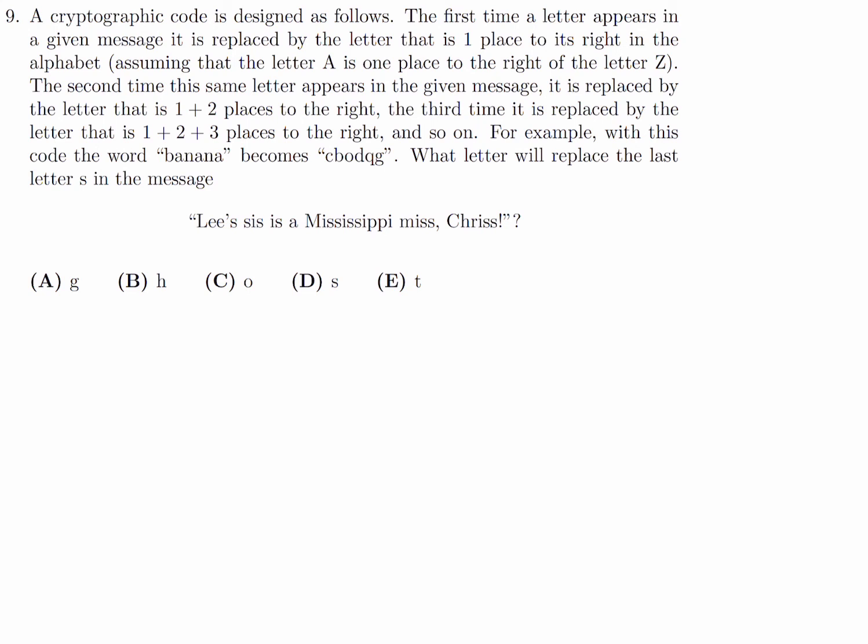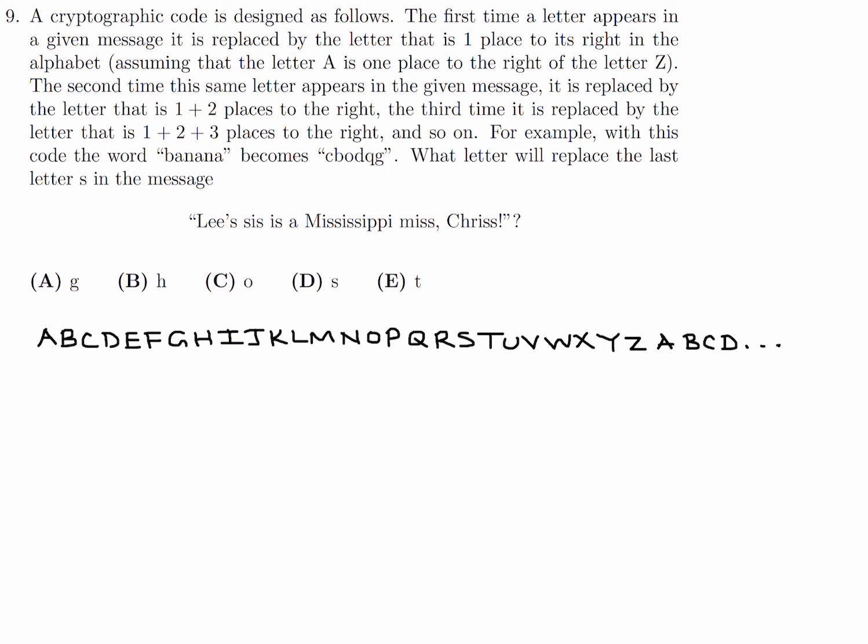So let's explain this question first. Let's write out our alphabet. And now let's talk about their example, which is banana becoming this. How did that happen? Let's explain that, and then we'll approach the question. Well, B, it's the first time the letter B appears in this word, so we replace it with a letter that is 1 place to its right in the alphabet. So what is 1 to the right of B? Well, it's C. So that becomes a C. And then A, you replace it, again, same thing, with the letter that's 1 place to the right. Why? Because A is appearing for the first time. And that would be B.